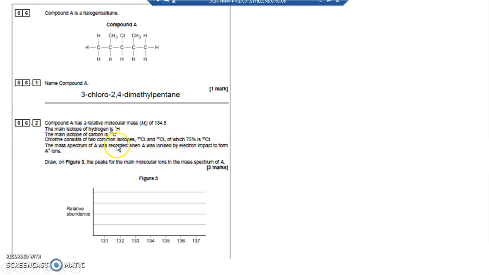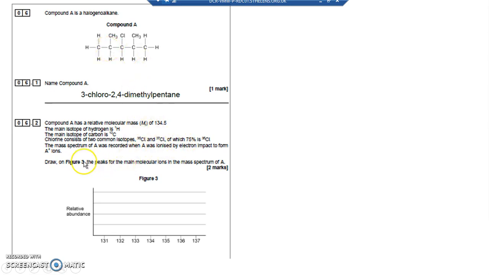The mass spectrum of A was recorded when A was ionized. So what actually happens is you have something called an electron gun. An electron gun removes an electron from this and makes it plus charge. Doesn't really change the mass because an electron has got negligible mass, but it makes it plus charge so that it can be accelerated down the mass spectrometer tube and then detected at the end.